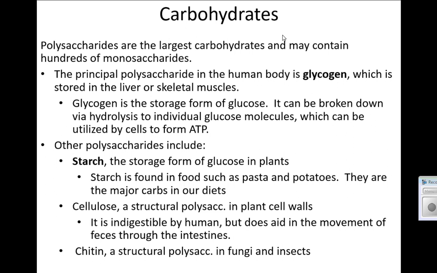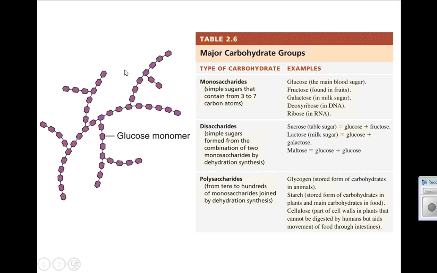What you should try to get in your diet are the complex carbs, which is another way to describe the polysaccharides. These are the largest carbs, and may contain as many as hundreds of monosaccharides. The principal form of polysaccharide in our body is glycogen, which is formed when you take a whole bunch of glucose and bond it together, like we can see here with this web-looking structure on the next page.